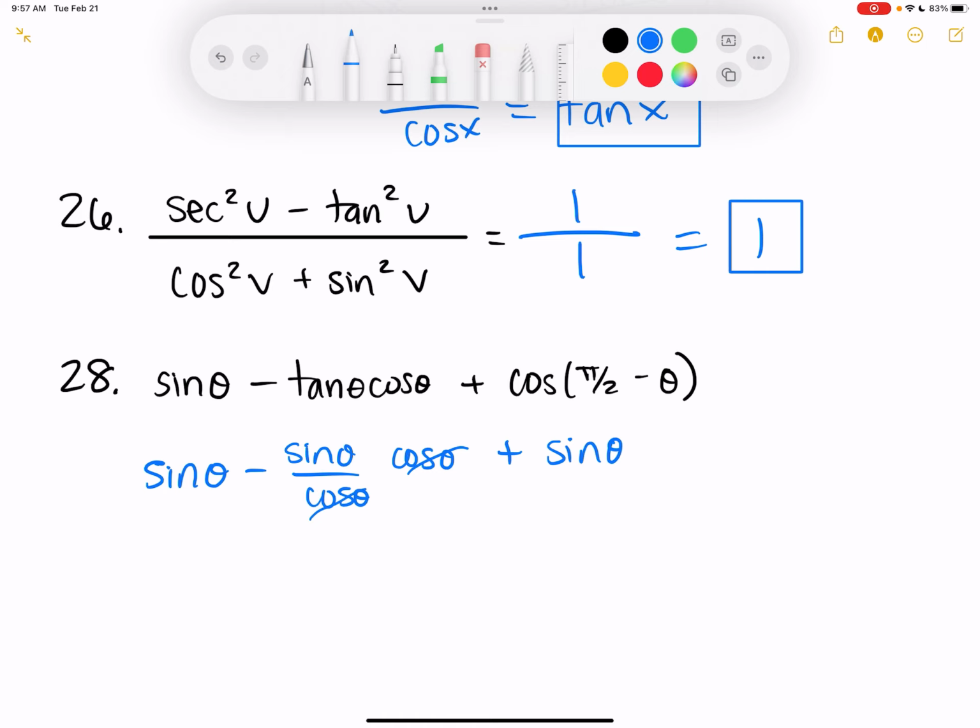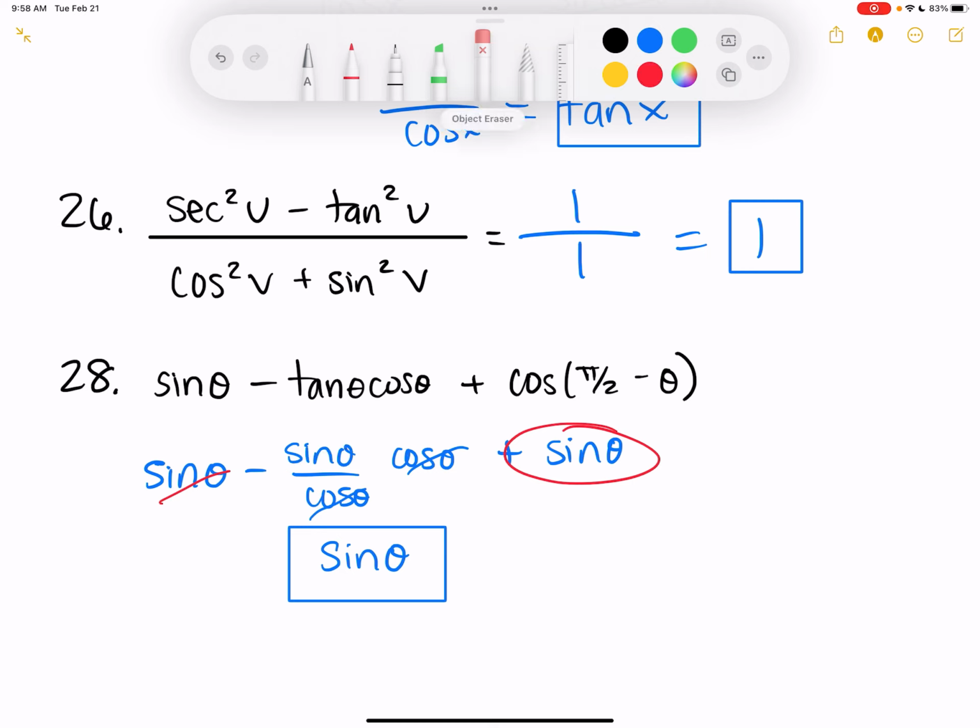Sine of theta minus sine of theta goes away. So just equal sine of theta. So all you're left with is sine of theta. Basically, it's just a bunch of canceling. Well, this didn't technically cancel. I was just showing that positive sign and negative sign cancel each other.